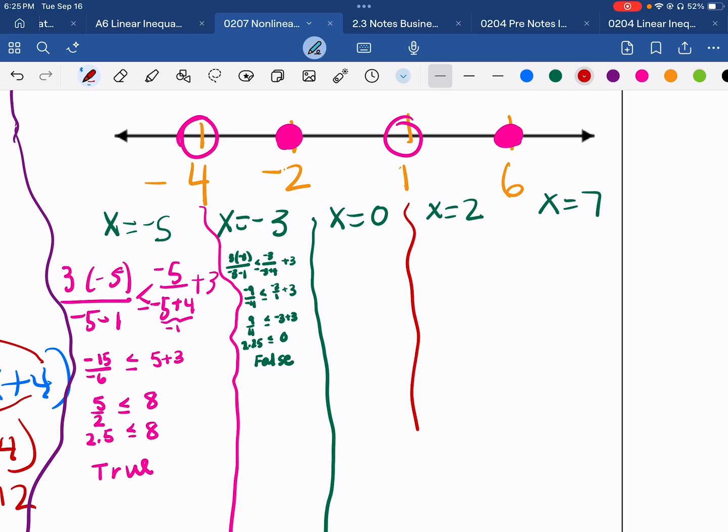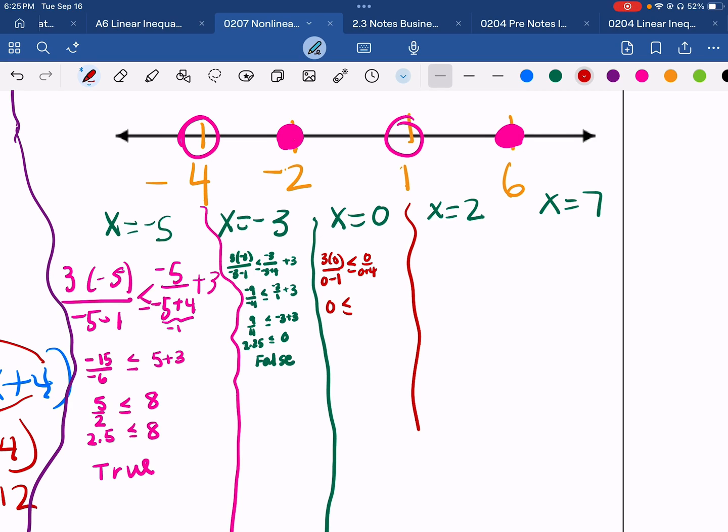Well, it's going to be 0 over a negative 1, which is just 0. Because 3 times 0 over 0 minus 1, that's just going to be 0. Is that less than or equal to 0 over 0 plus 4, which is 0 over 4, which is 0, and then plus 3? Is 0 less than or equal to 3? That's true. So we have that part shaded. This part shaded so far.